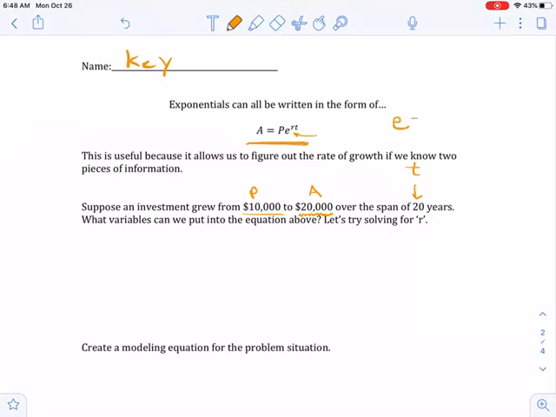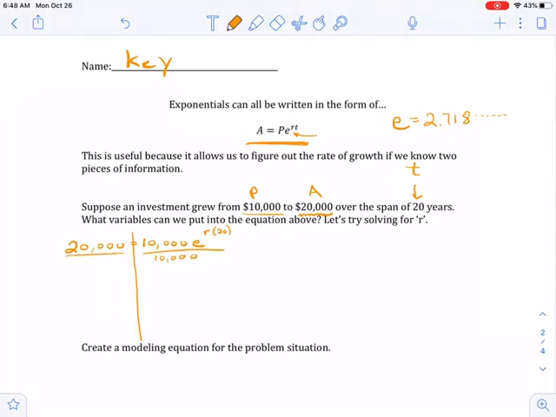And reminder, e is not a variable. e is this number, 2.718, and it keeps going. If you want to know what it is, you can type e to the first power on your calculator. So if I plug these components that I do know into this expression, I'm going to say 20,000 equals 10,000 e to the r times 20, or I could have said e to the 20r. Those are all the components I can put in there, and now if I try solving this for r, I will have created the exponential equation that would have got us here.